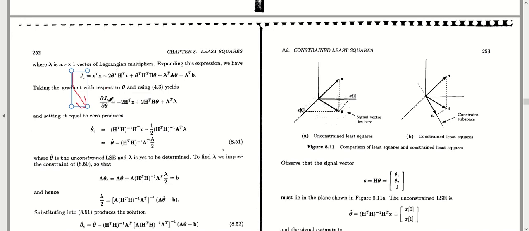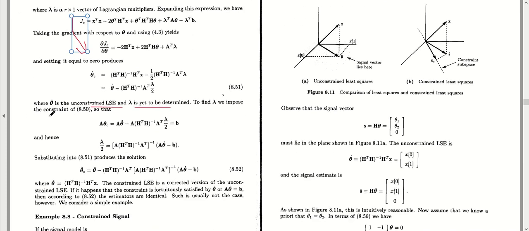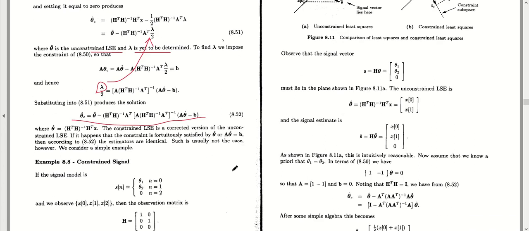Okay, so you take the partial of J_c with respect to theta and set it to 0, you get something like that, where theta hat is the unconstrained LSE. Lambda is yet to be determined. To find lambda, we impose the constraint so that this is equal to that, and hence this is equal to that. And then you get lambda, right? You're happy because you can put it here and substitute into it, and you get a solution. So you get theta_c equal to that, where this theta hat is equal to this.